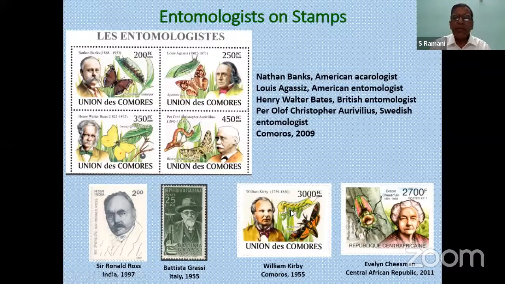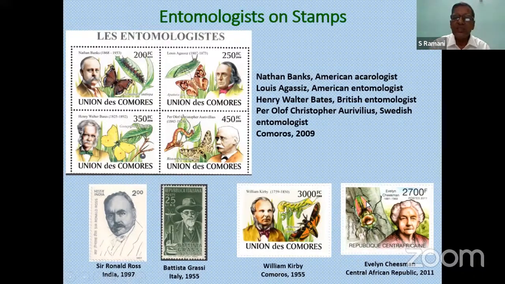Then we have also William Kirby, who is a famous British entomologist, who has done a lot of work on various aspects. For example, he has written one very beautiful book known as Introduction to Entomology, 4 volumes of that, along with Kirby and Spence, sometime in the 1840s or so. Lovely entomologist, a beautiful person who has done a lot of work.